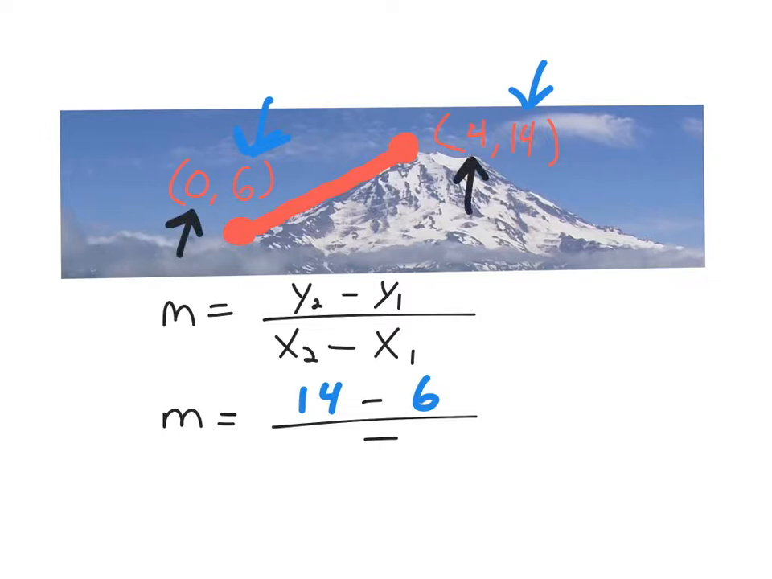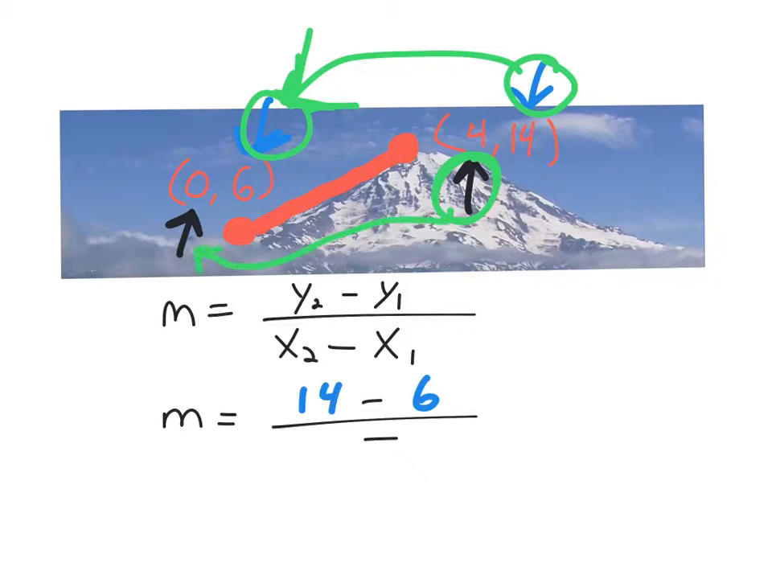Now notice how I chose a direction. I did my second y and then subtracted my first y. It doesn't really matter which direction you choose, you just have to stay consistent. So I have to use that same direction for my x's. I'm going to go 4 minus 0. Let's see where we end up here.